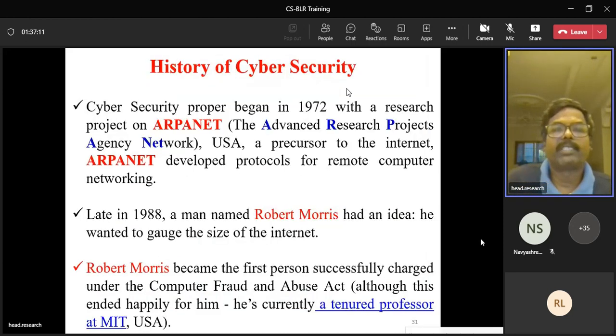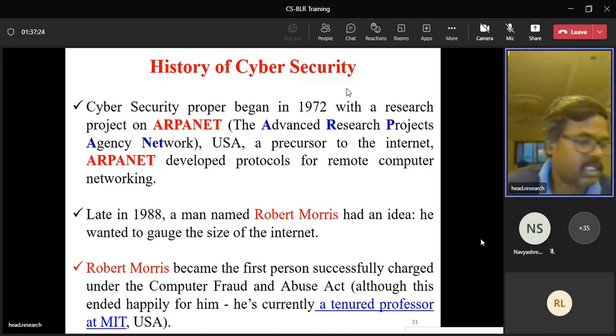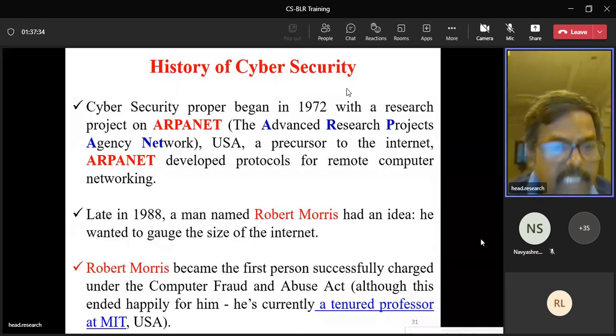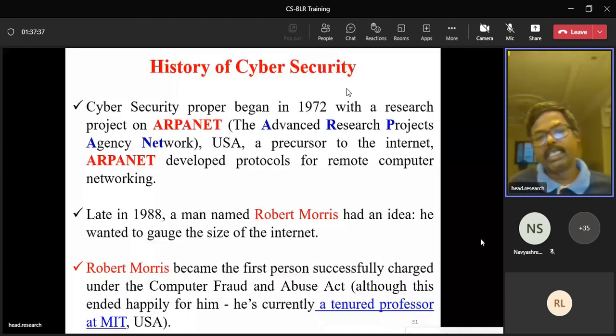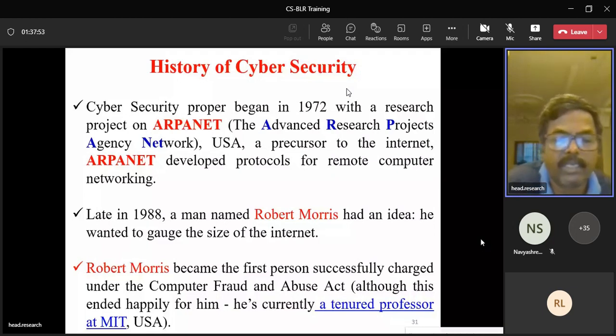What is the history of cyber security? Cyber security proper began in the year 1972 with a research project called Advanced Research Projects Agency Network, ARPANET, in the USA, a precursor to the internet. ARPANET developed protocols for remote computer networking. Late in 1988, a man called Robert Morris wanted to gauge the size of the internet. He became the first person successfully charged under the Computer Fraud and Abuse Act. Although this ended happily for him, he is currently a tenured professor at MIT, USA.